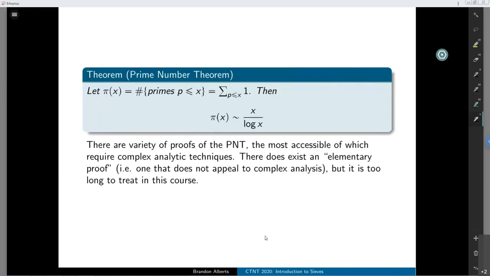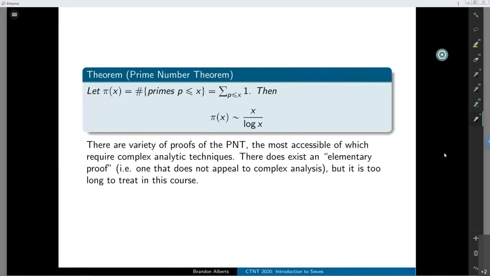For a long time in mathematics, it was a big goal of number theorists to prove this theorem, or to get close to proving this theorem. And there's a lot of proofs of it now. We understand this theorem very well. Most of the proofs, including the ones that are the most accessible, use complex analysis in order to actually prove this result.